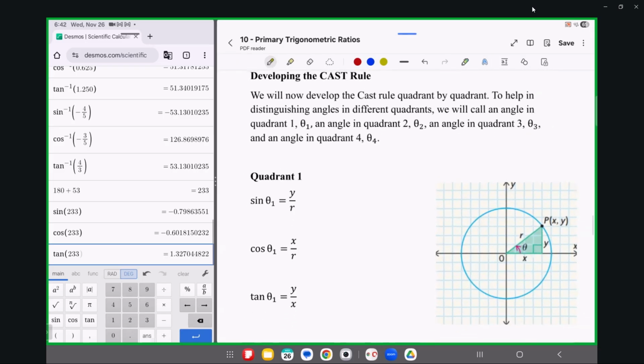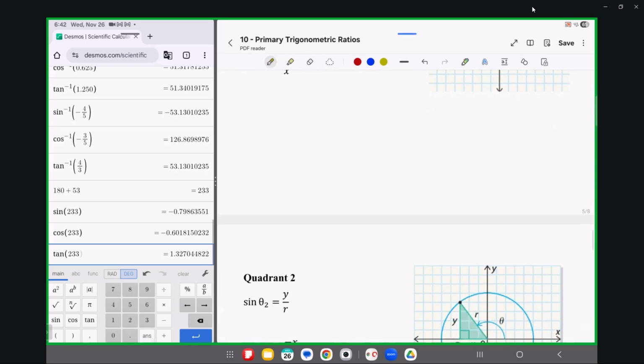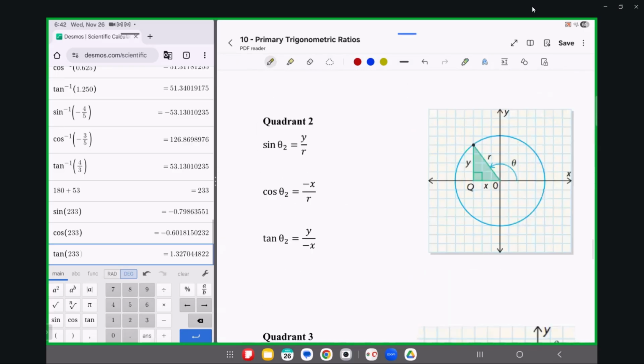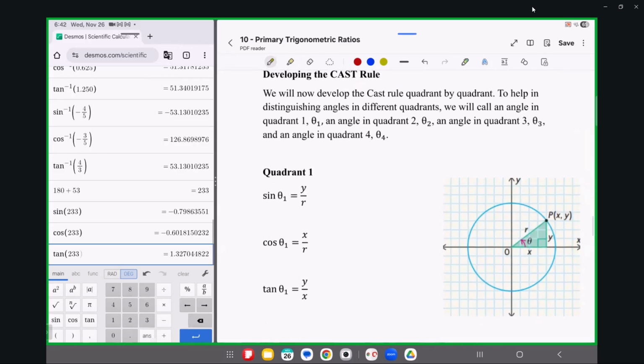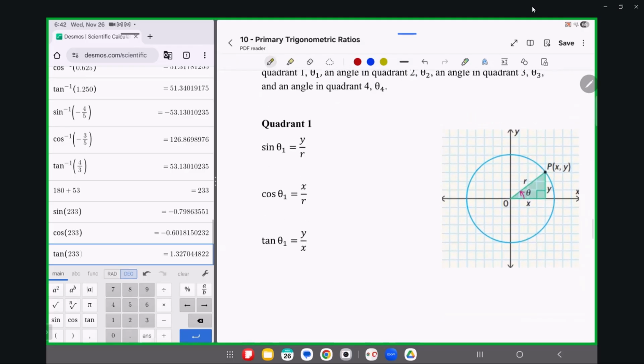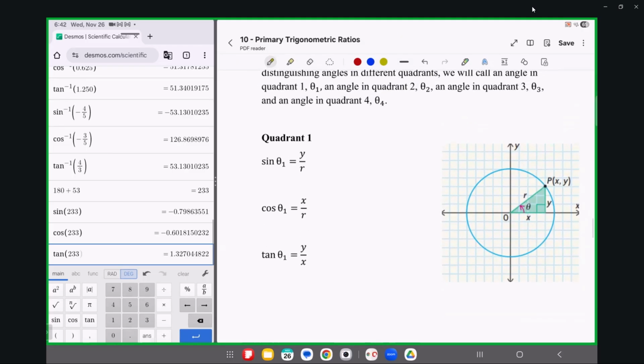So we're going to develop the CAST rule now, and that's going to take us to the rest of class with one follow-up example at the end. We will now develop the CAST rule quadrant by quadrant. To help in distinguishing the angles in different quadrants, we will call an angle in quadrant 1, theta 1, an angle in quadrant 2, theta 2, an angle in quadrant 3, theta 3, and an angle in quadrant 4, theta 4. So in quadrant 1, this is actually okay.